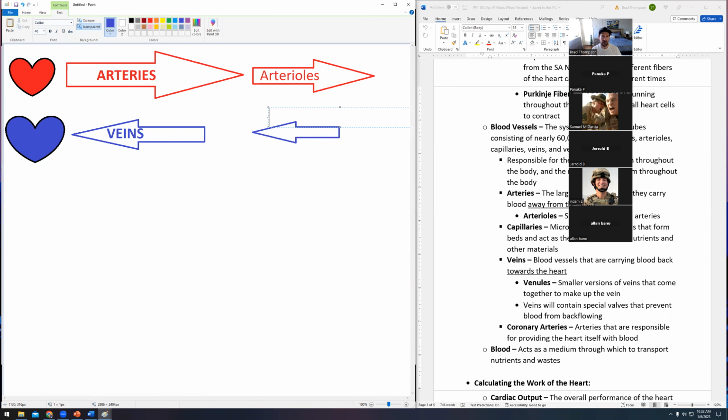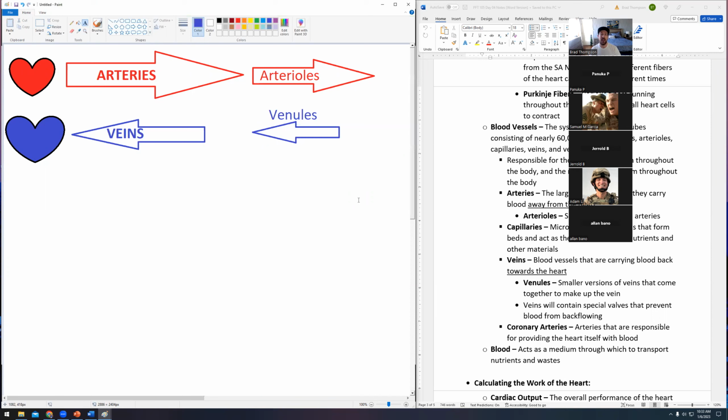So we'll put that out here. I don't think that's gonna fit in my thing yet. So venules are going to be right here, okay? So you're going to have big arteries branching into smaller arterioles, and you're going to have small venules coming together to become veins, which will eventually deposit back into the heart.